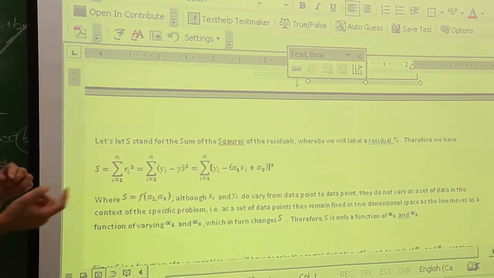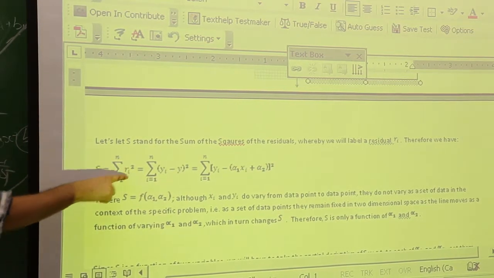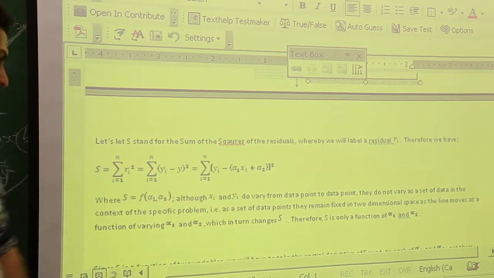Ri represents that distance between -3.5 and the actual function. I square it and add it up for all of them. Remember the sum of the squares of all of the residuals? And it works out to that.